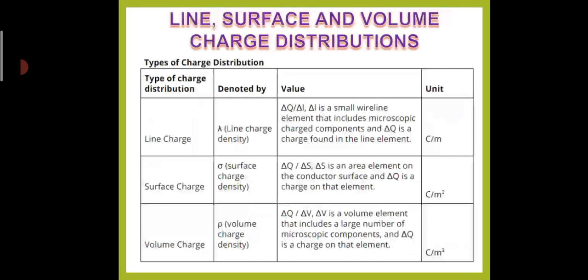Next, volume charge is rho, volume charge density. Del q by del v. Del v is a volume element that includes a large number of microscopic components, and del q is the charge on the element, and its unit is coulomb per meter cubed.